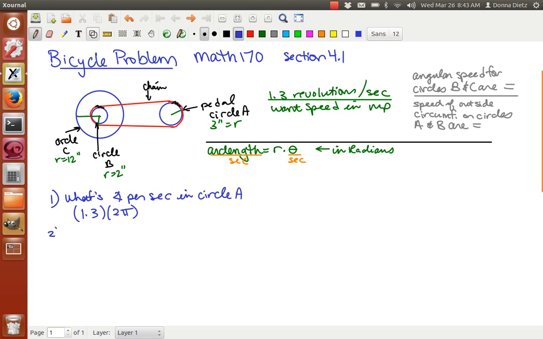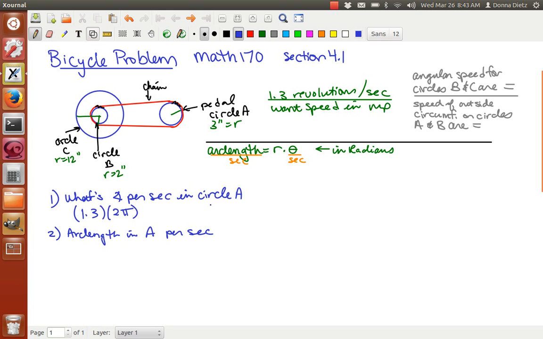Okay, the second question you ask is, what's the arc length in circle A per second? So in other words, we've now converted revolutions into radians. We're going to now convert these radians into this radial speed, into an arc length speed. That arc length speed is going to get transferred over to this other circle, and finally we're going to transfer that over to the big circle.